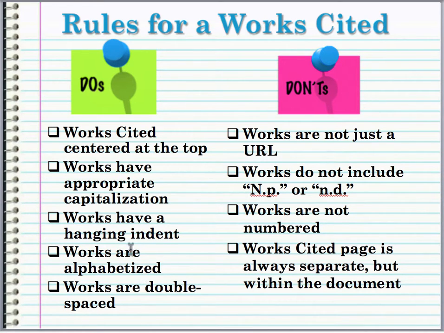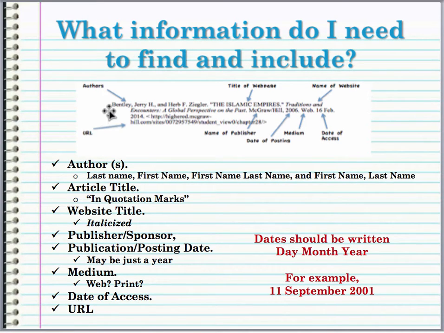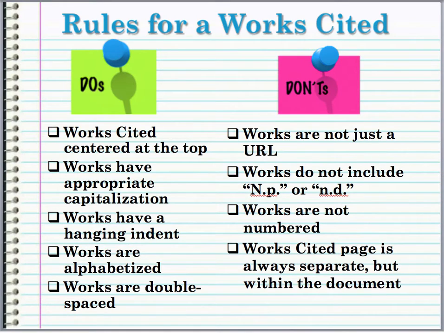The work should be alphabetized, and that's going to be by the first letter. Whatever that first letter is, in this case it's a B, you would alphabetize the information. And then they should be double spaced. What you're not going to do is just copy and paste the URL. You're not going to include NP or ND. You're going to make sure to include the correct information for the source.